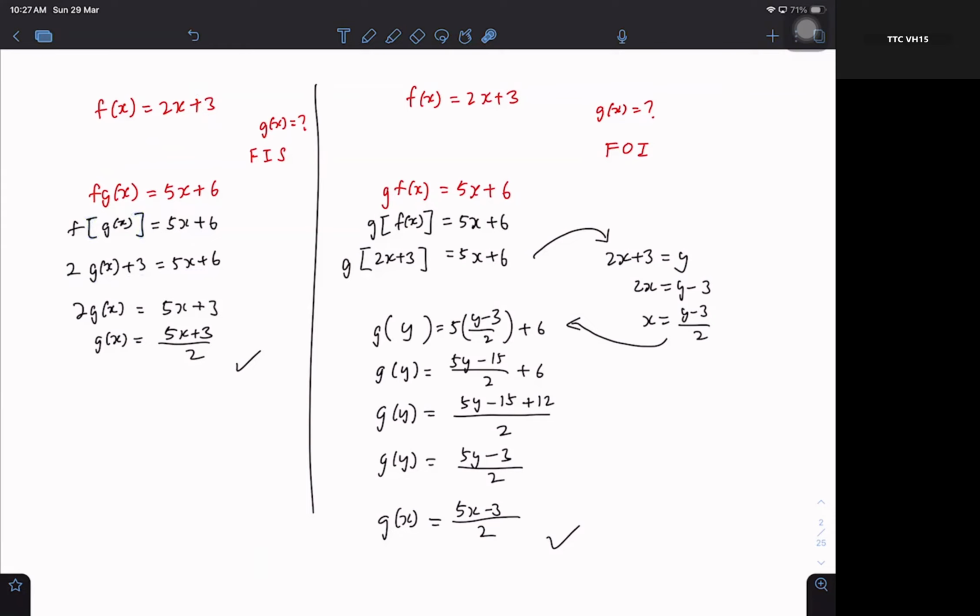Then from here, you just do normal maths. Plus 3, bring over, minus 3. 6 minus 3 is 3. Times 2, bring over, divide by 2. Done. So that's g(x). So this is how you do FEAST. This is how you do find inside, substitute. All right.